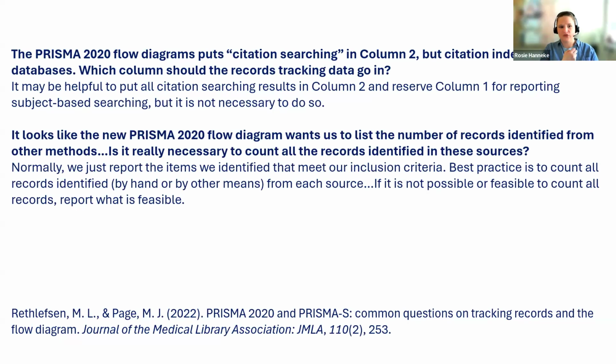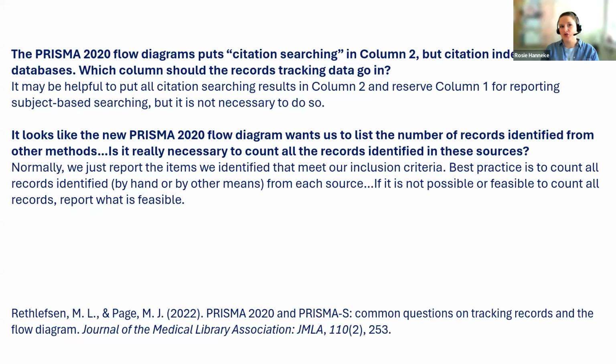Another quote I pulled out from this article that I really liked is essentially asking, when I'm doing my PRISMA flow diagram in my final published review, am I supposed to report all the records that I identified, meaning those 2,400 records from Scopus, and then count the numbers that go through each stage, just like we did with the database searches? Or do I only include the number that were actually included in the end?